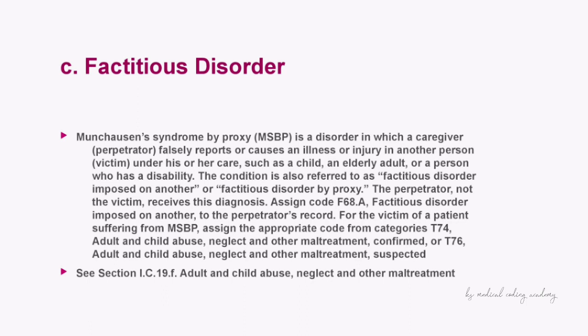For the victim of a patient suffering from MSBP, assign the appropriate code from categories T74, adult and child abuse, neglect and other maltreatment, confirmed, or T76, adult and child abuse, neglect and other maltreatment, suspected. See section I.C.19.f, adult and child abuse, neglect and other maltreatment.